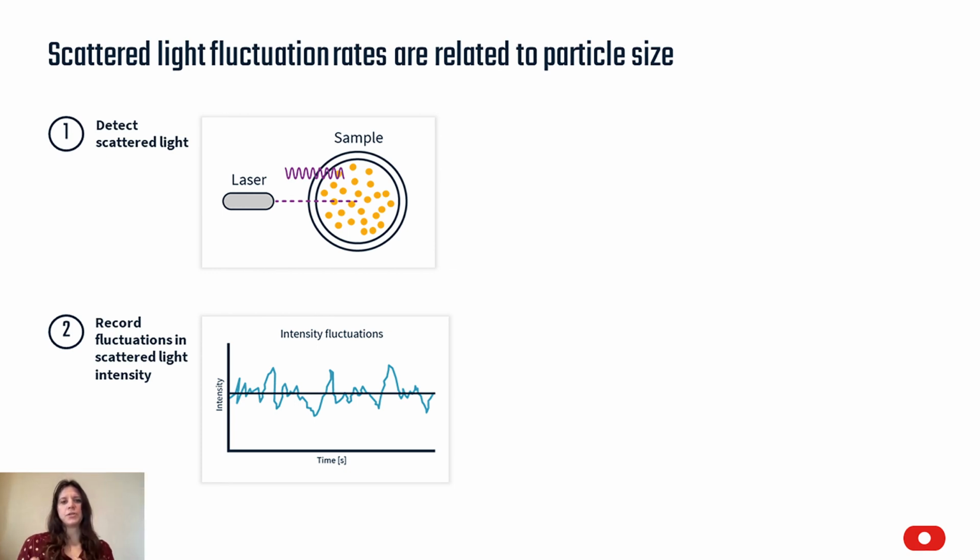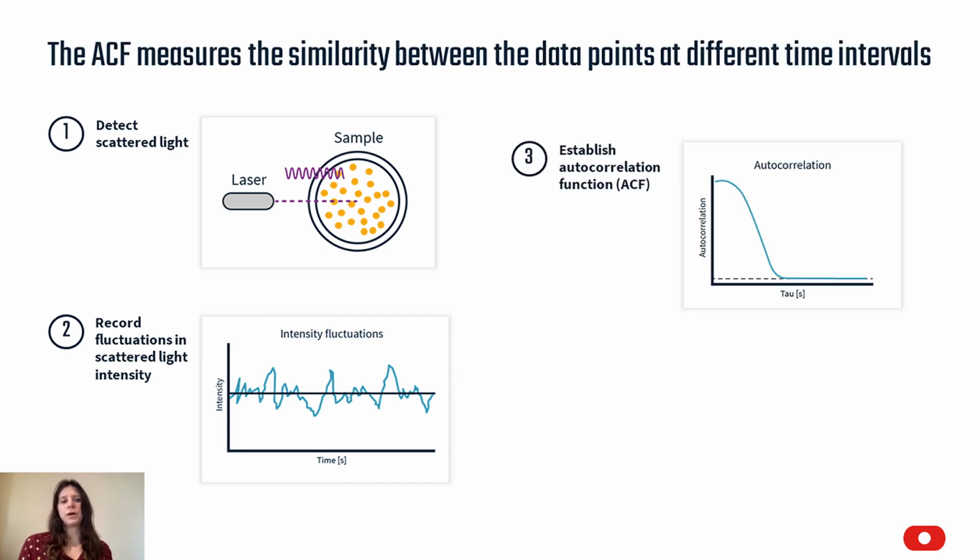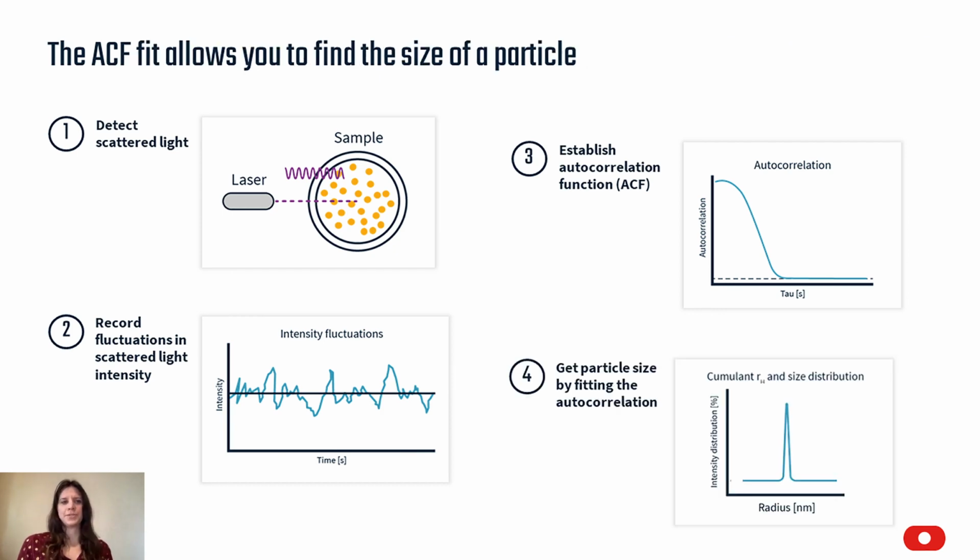Now, all this information is collected by the instrument you use for the measurement, which then applies a mathematical fit called the autocorrelation fit, or ACF, which deconvolutes that intensity fluctuation information. From that fit curve, software algorithms determine the particle sizes in solution and provide you with the size distribution plot, which you will then use to assess your samples.